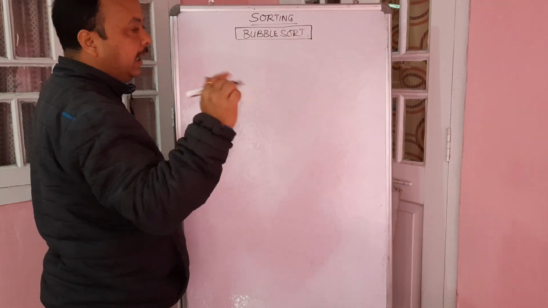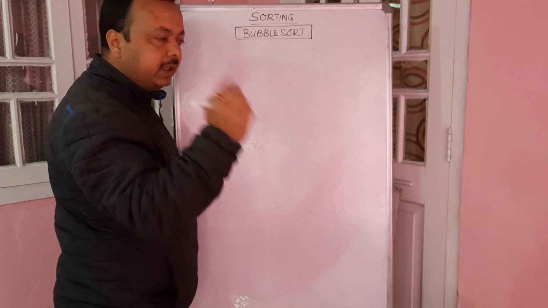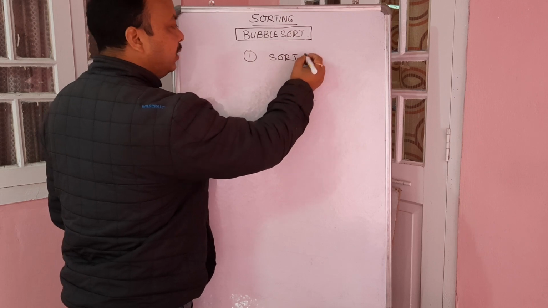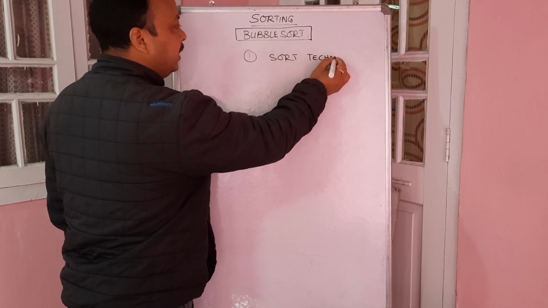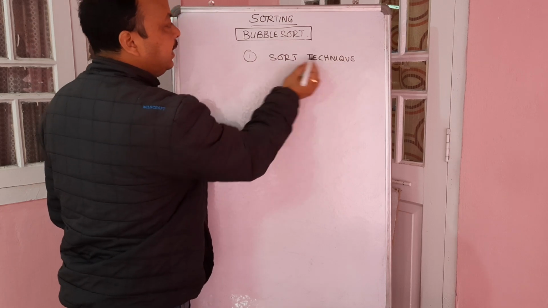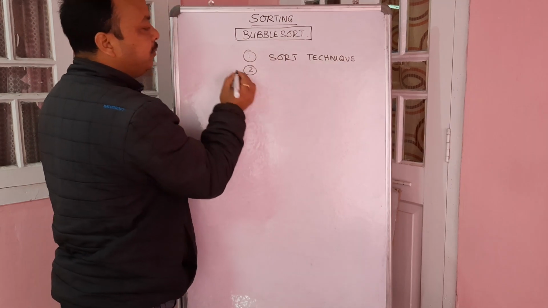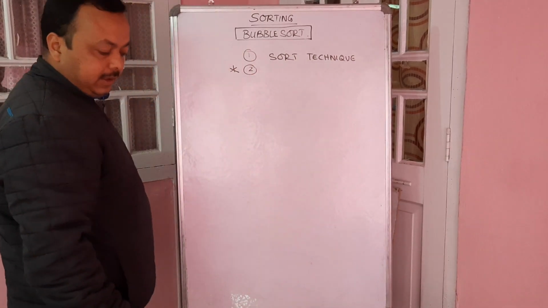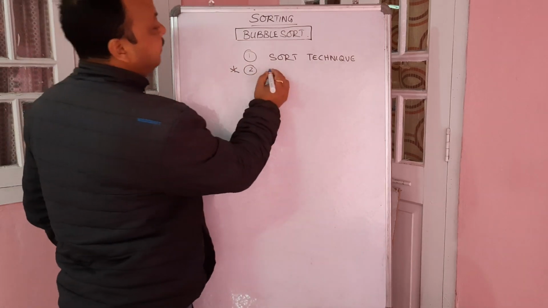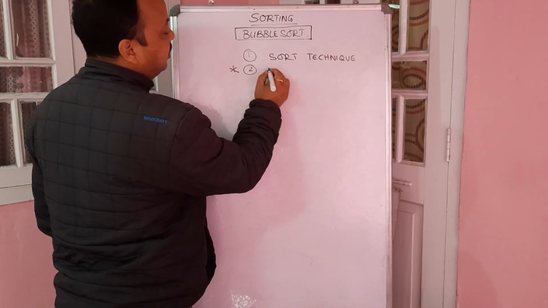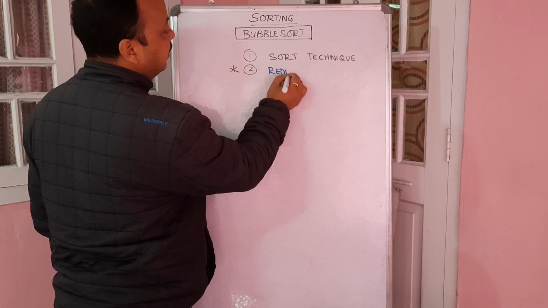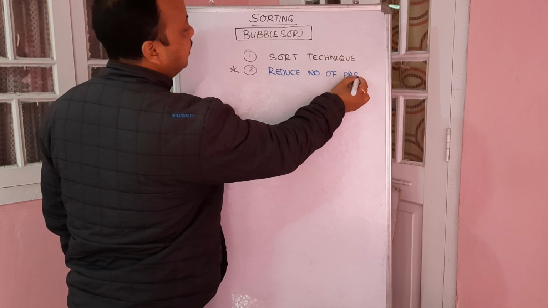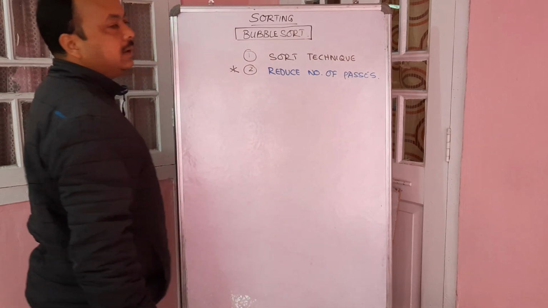For the code, I am going to take care of primarily two things. Number one, sort. That means I'll use the technique. The sort technique is bubble sort. But number two, what I'm going to very importantly take care of is to try to reduce the number of passes.